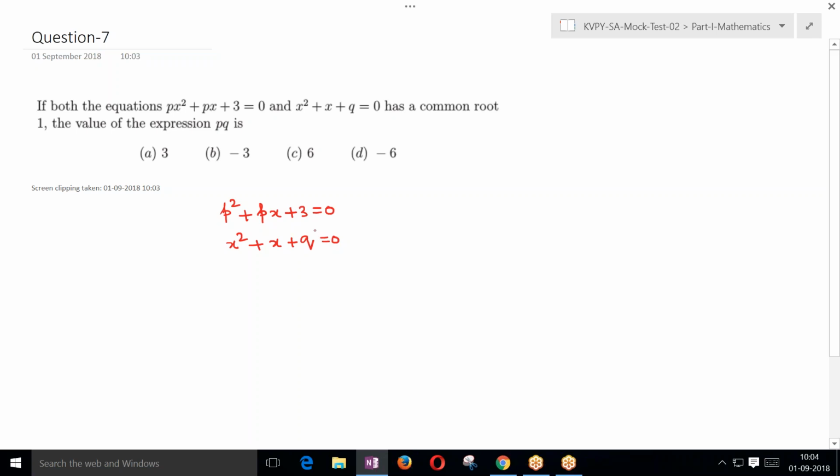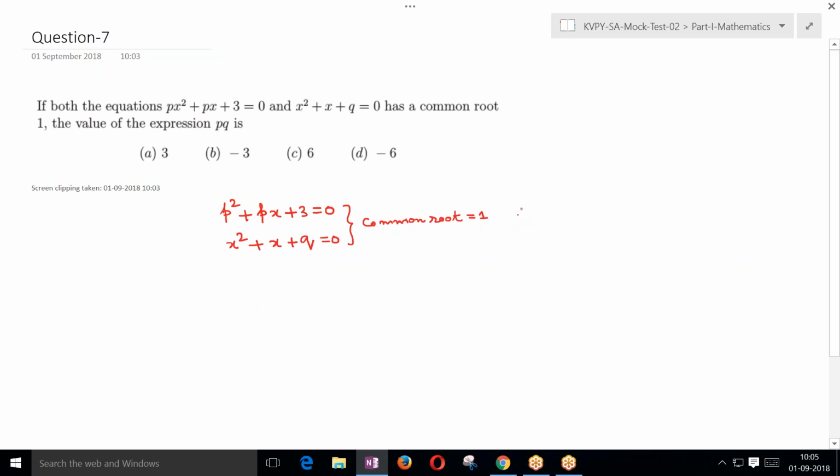Now they have a common root. Common root is 1. So in these two equations we get common root is equal to 1. That means 1 will get satisfied by both the equations.